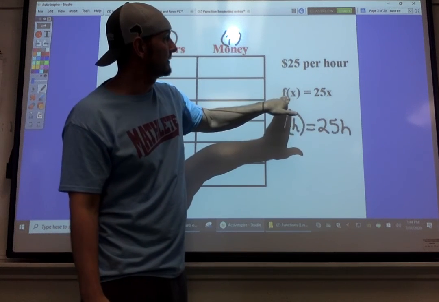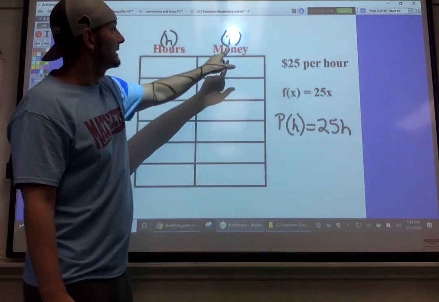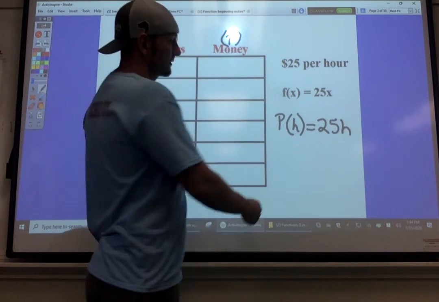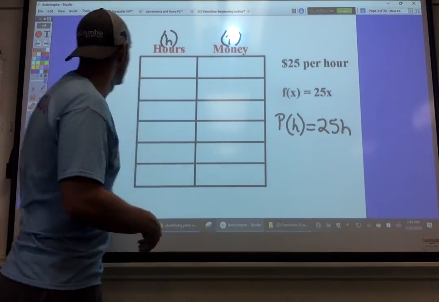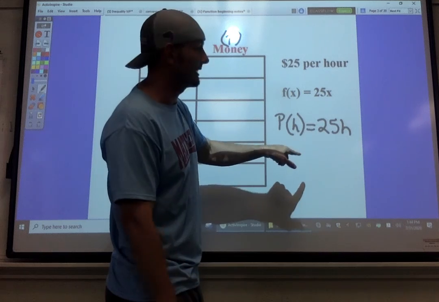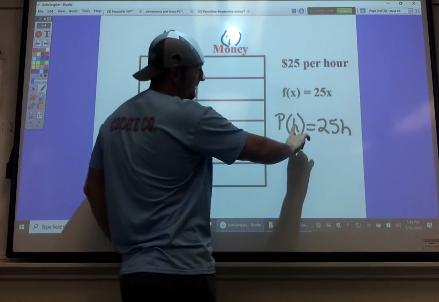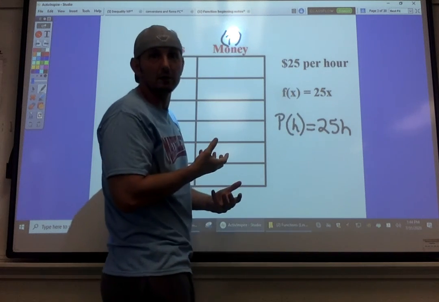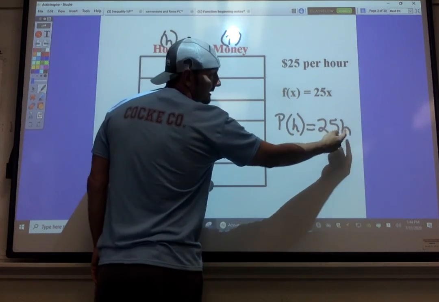In function form, we would have f of x equals 25x, where x is the number of hours, and the output y is the amount of money or pay you get. Well, in a function, it's no longer y equals stuff. It becomes letters that actually mean something. Like your pay, letter P, is dependent on how many hours you work. So, H is the independent variable and the pay is the dependent, because the number of hours you work dictates how much money you get. So we have pay dependent on hours is equal to $25 times every hour.